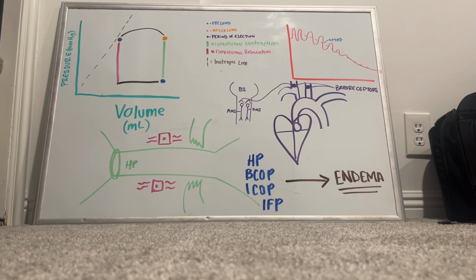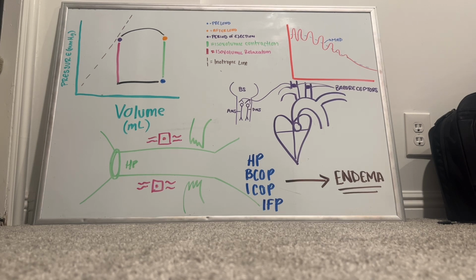Preload is best understood as the amount of stretch in the cardiac sarcomeres before they contract. This passive stretching occurs during diastole as the ventricle fills with blood. The volume of blood in the ventricle on the x-axis of the pressure-volume loop, when isovolumic contraction begins, is a good indicator of preload.